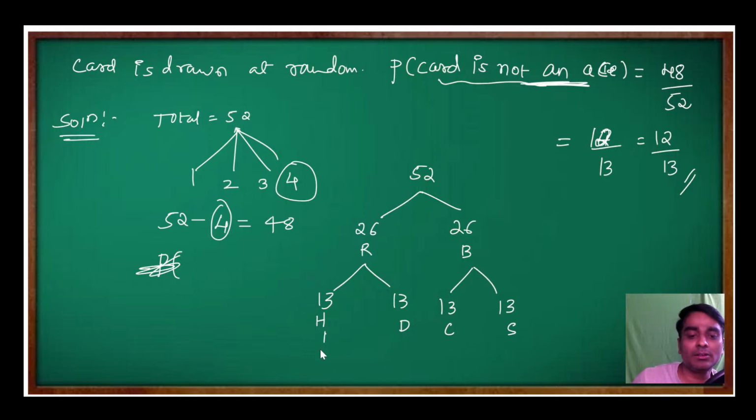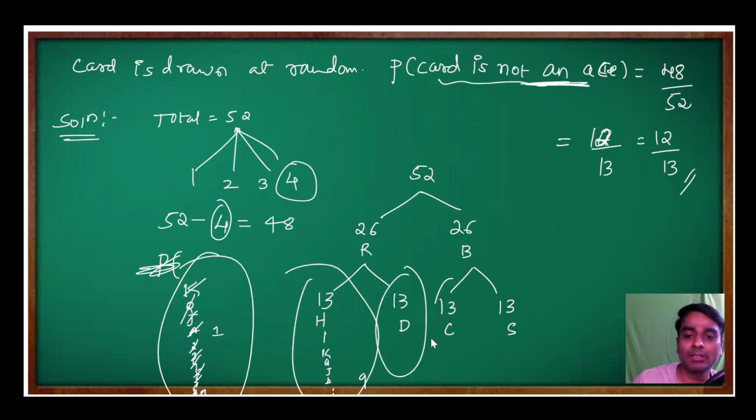Okay, in this 13 we will have king, queen, jack, ace, then till 9. 2, 3, 4, 5, 6, 7, 8, 9. So total you should have 13 cards. 1, 2, 3, 4, 5, 6, 7, 8, 9, 10, 11, 12. Okay, one more will be there. That is 1. So total you will have 13 cards in this.